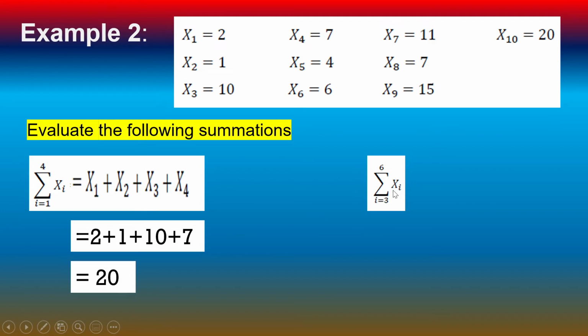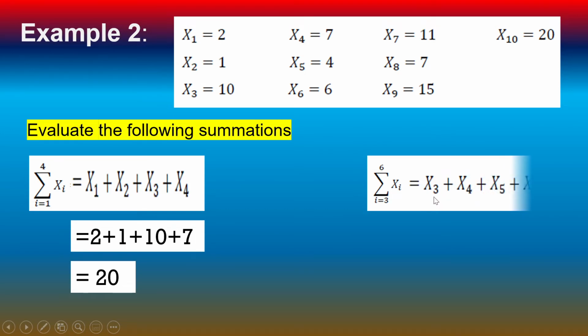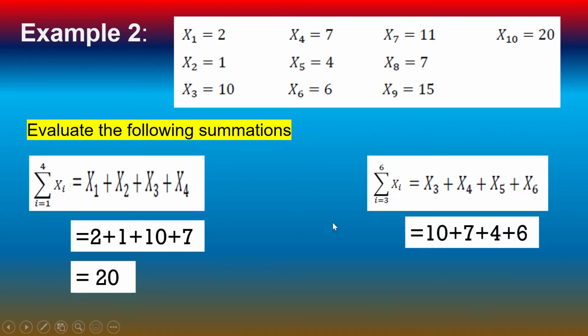Next, we have, since the index of summation starts with 3, so we will start with X sub 3 up to the X sub 6. Then, substitute the values. X sub 3 is 10. Dito natin kinuha sa table. X sub 4 is 7. X sub 5 is 4. X sub 6 is 6. So, doon natin yan kinuha. Then, add 10 plus 7 plus 4 plus 6. We get 27.